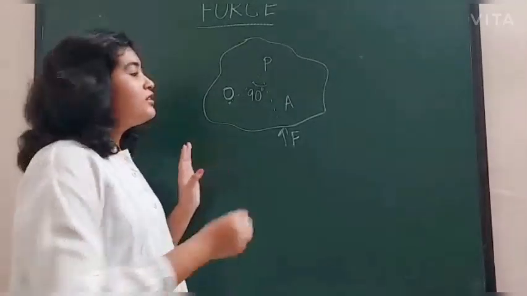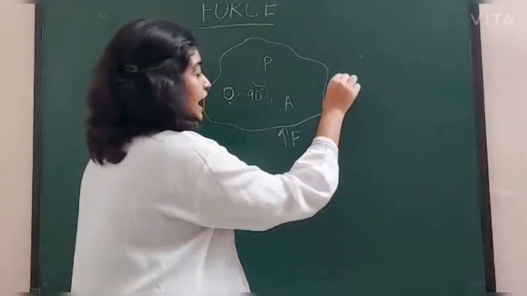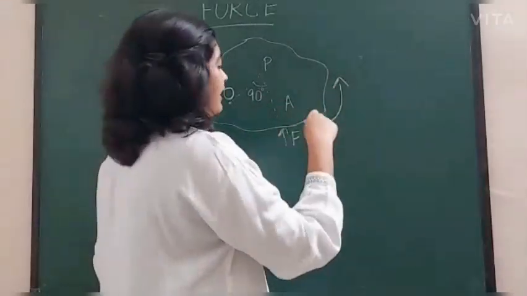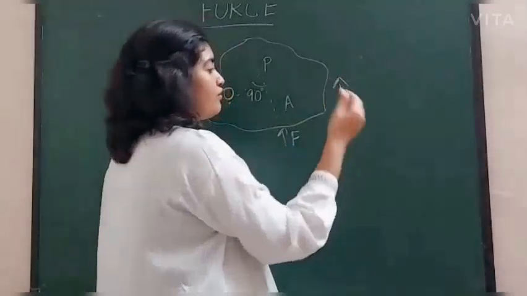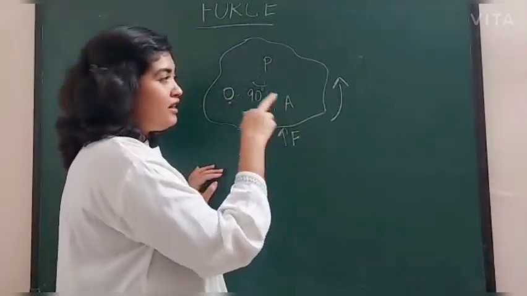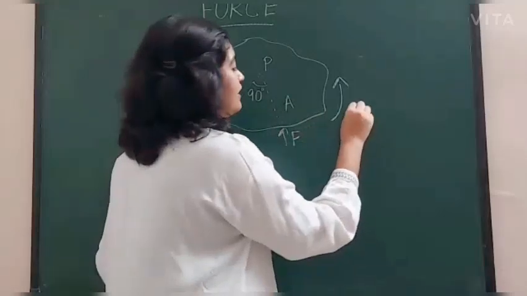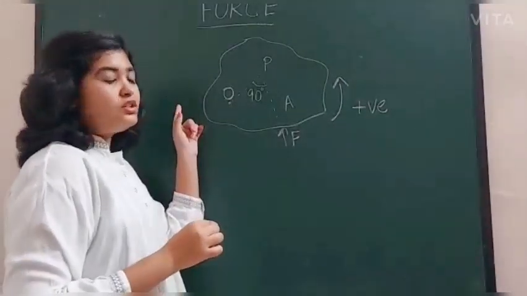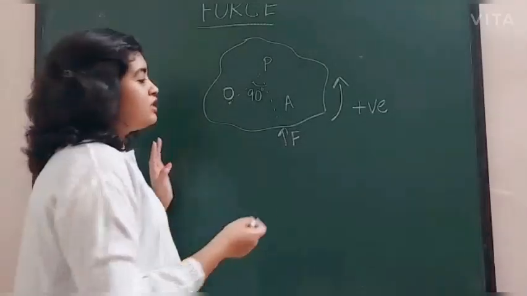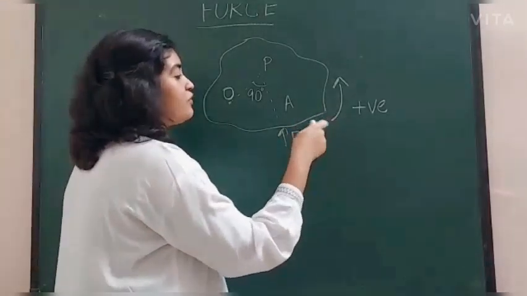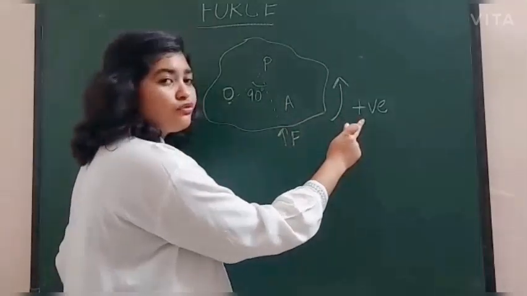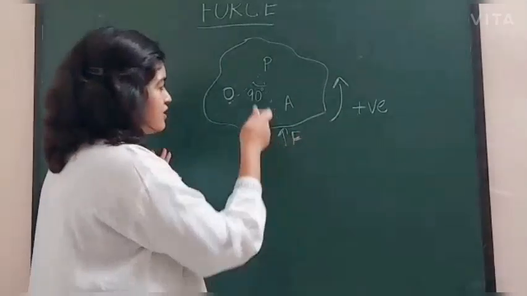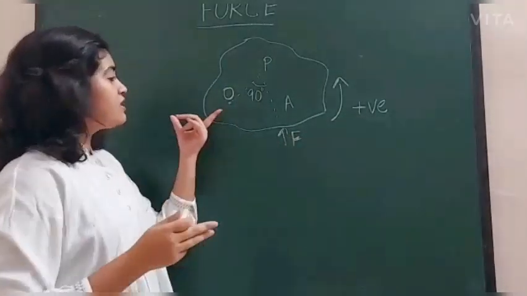In that case, the body moves in an anti-clockwise manner, which means it moves in a rotational direction. For the moment of force, when a body moves in an anti-clockwise direction, we take it as positive, and when it moves in a clockwise direction, we take that as negative. So in this case, it's moving in an anti-clockwise direction, so the moment of force is positive over here.